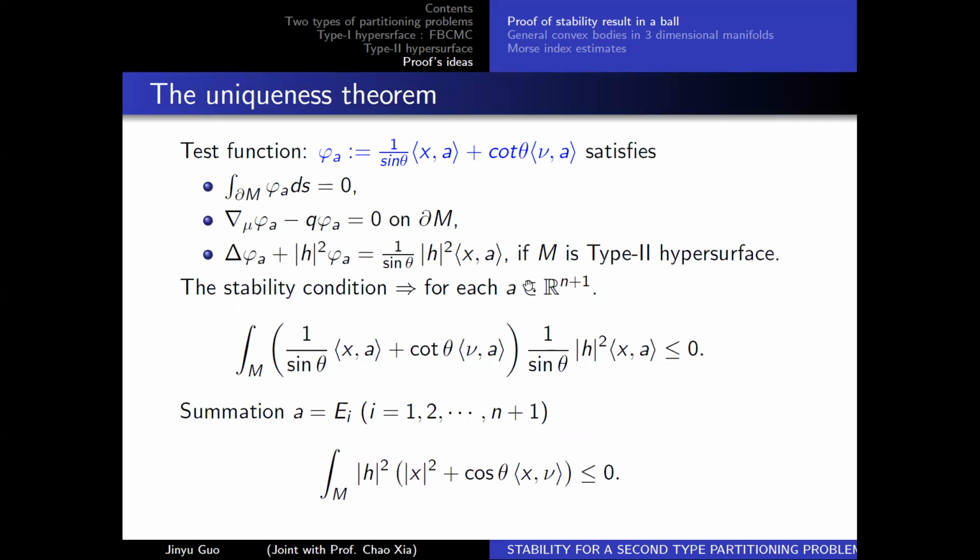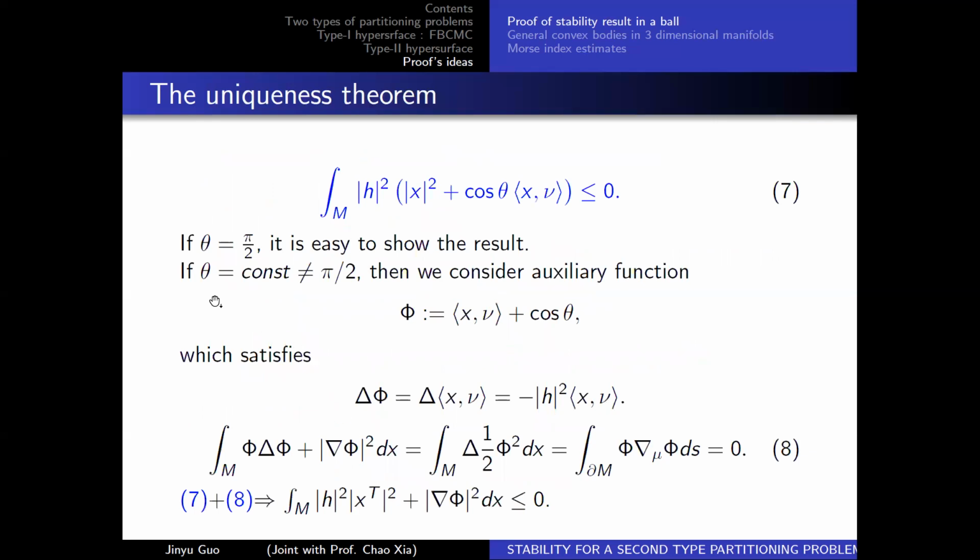We can imply for each A from R^{n+1}, we have this inequality. Here A is a constant vector field in Euclidean space. With summation, A equals e_i, here i equals 1 to n plus 1, we can imply this inequality. In particular, if theta is a right angle, that means cosine theta equals 0. So we have the norm of H is 0. That means M is totally geodesic.